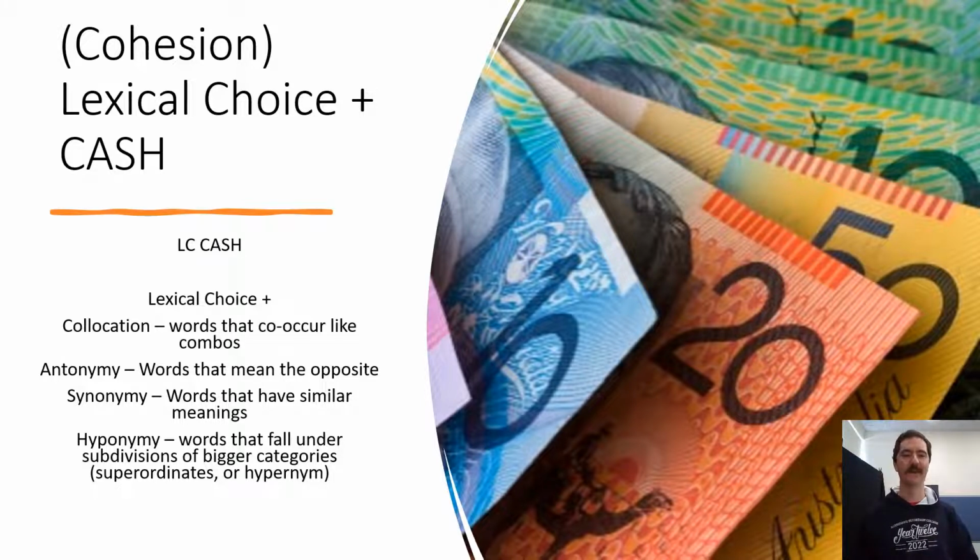Hyponymy, as we've talked about before, you've got your superordinate or your hypernym at the top. Hyper means over, hypo means under. Hyponymy is sort of fitting within a category.